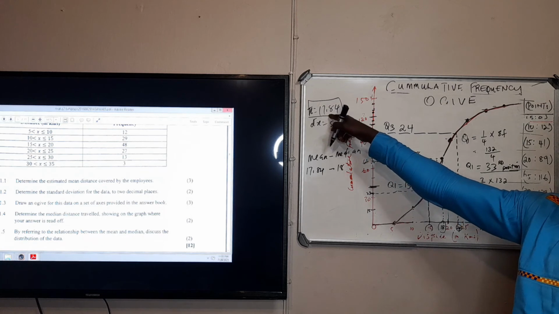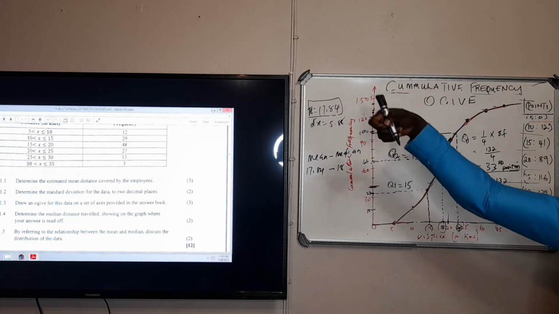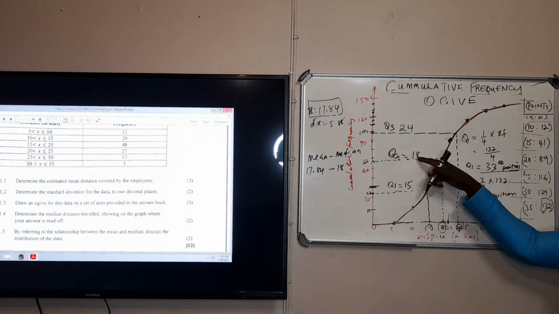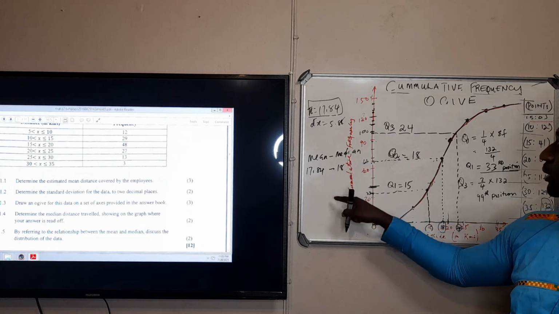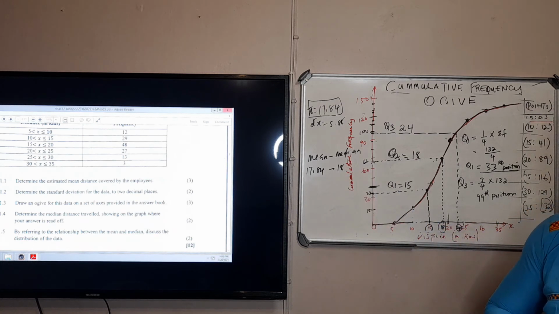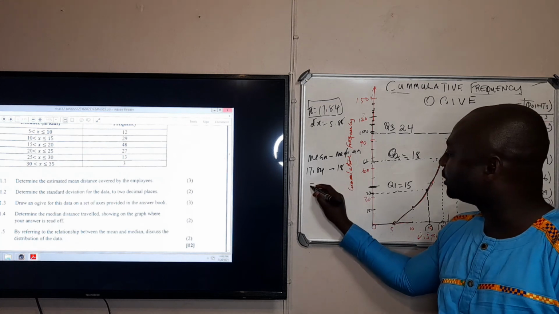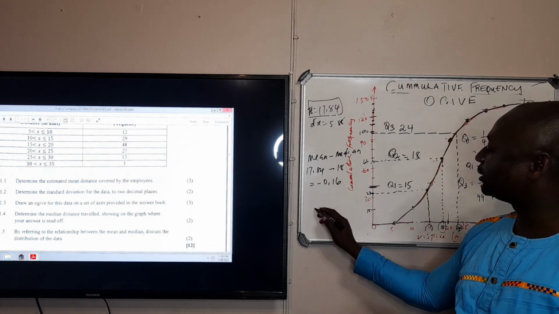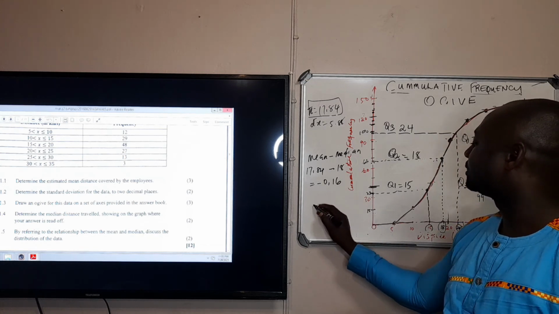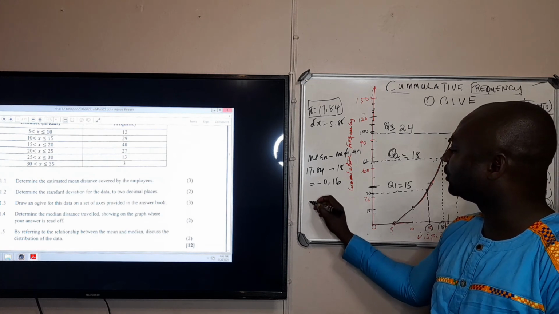My mean was 17,84, the estimated mean you calculated from the same question. My Q2, which is the median now, is read from the graph, and it gave me 18. So when you say mean minus median, now 17,84 minus 18 is going to give me a negative number, which equals negative 0,16. This tells you that the distribution is skewed to the left, or negatively skewed.